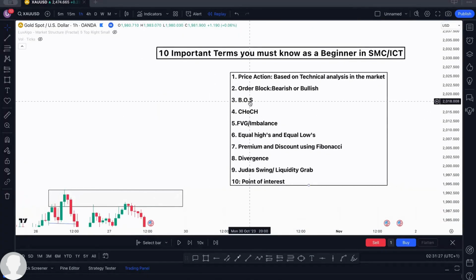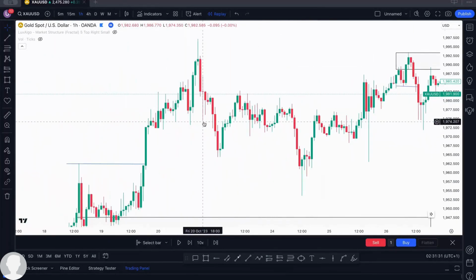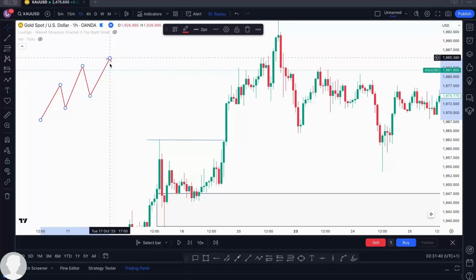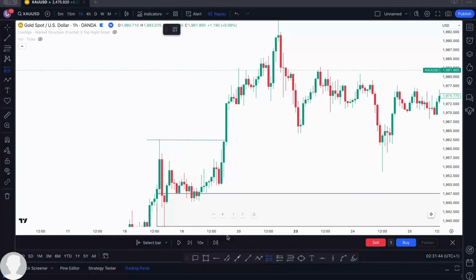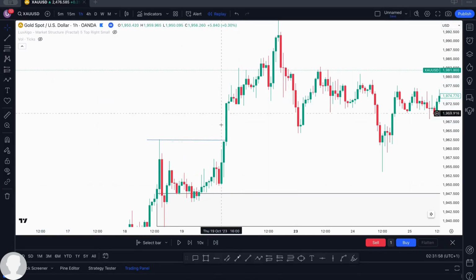Now, our third point is break of structure. Now, we all know that the market does higher high, higher low. In a scenario like a bullish momentum, the market does higher high, higher low, higher high, higher low, higher high. This is for a bullish scenario. While for a bearish scenario, as you all know, the market does lower low, lower high, lower low, lower high, lower low. A bearish scenario has been created. Why? Because there was a break of structure in that sequence.